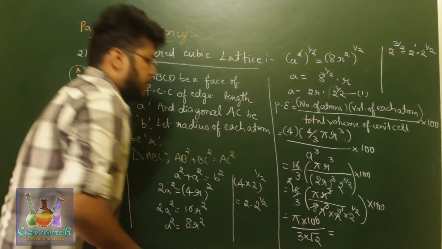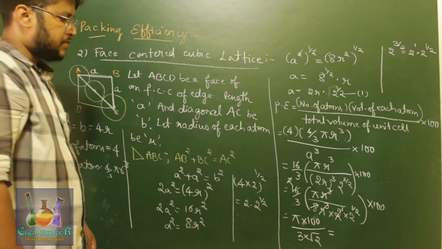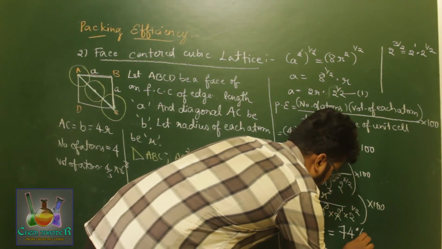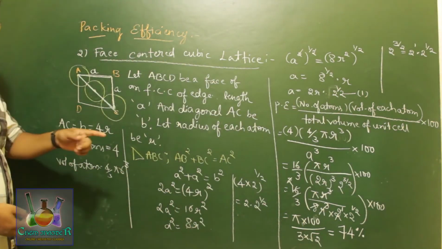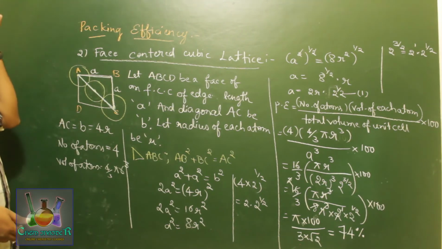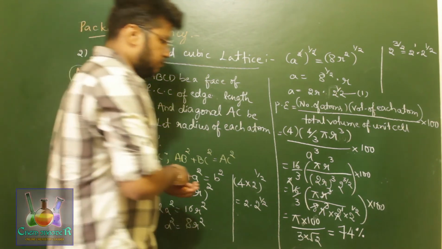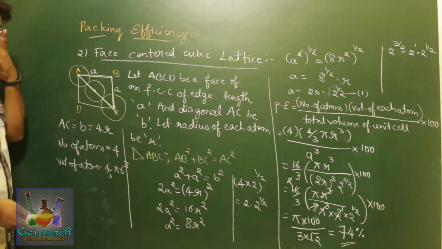On substituting these values and calculating, we get packing efficiency of face centered cubic lattice as 74%. That is, packing efficiency of a face centered cubic lattice is 74%. So this is again a constant for FCC, it doesn't change. So how is it done?